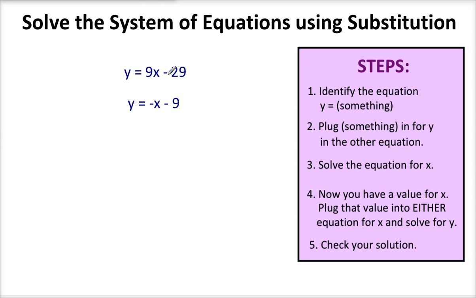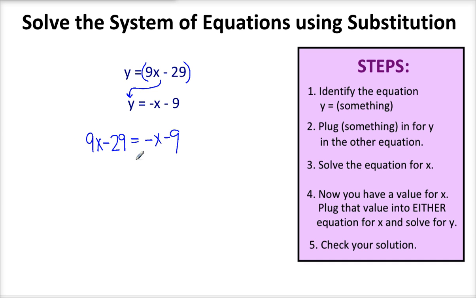So it's saying that y is the same thing as 9x minus 29, and y is also the same as negative x minus 9. So what we're saying here is actually that 9x minus 29 is the same as negative x minus 9. So just think of it as substituting in 9x minus 29 in for this y down here. So now I have this equation, and it just has one variable in it, x. And when I see an equation with just one variable, I'm way happy because I know how to solve these. So I'm going to solve this equation now for x.